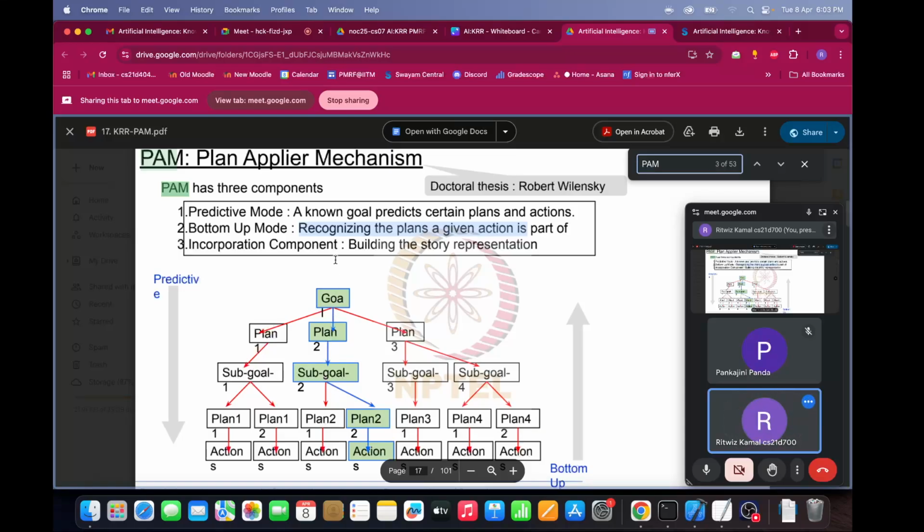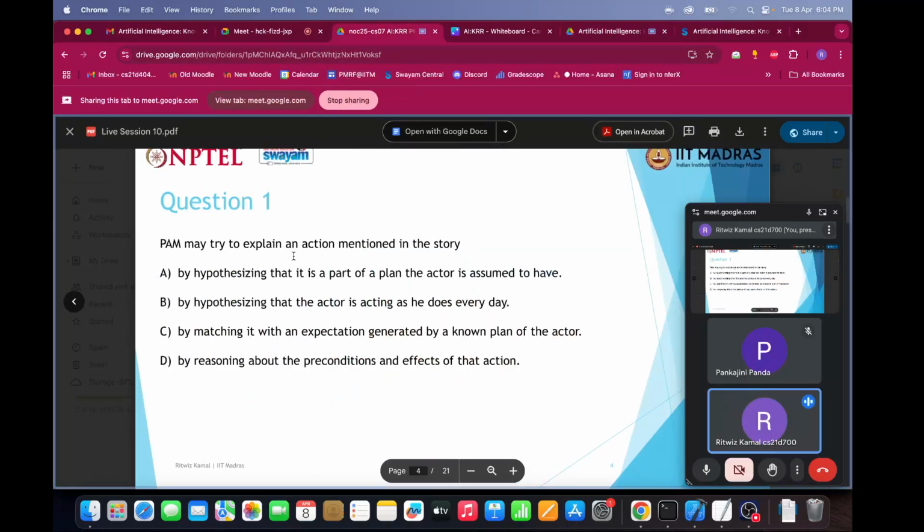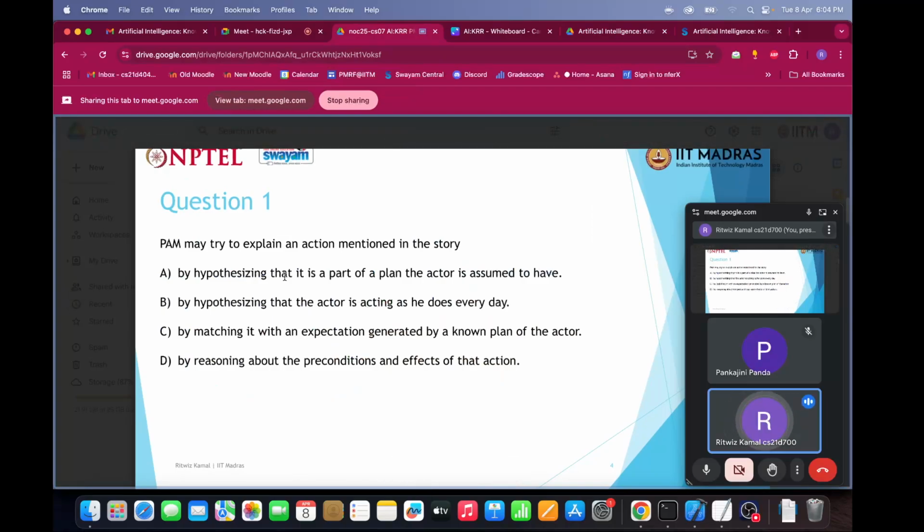So for a given action, we start from the bottom and then see which plan it is a part of. And in the predictive mode, it's like a top down approach. We start from a particular plan and then see what actions can be put in that, right, from top to bottom. And then there is a third component called incorporation component, which builds the story representation. But actually, we need only the first two components to answer this question. So given these two in mind, coming back to the question that we had, let's try to look at each option one at a time.